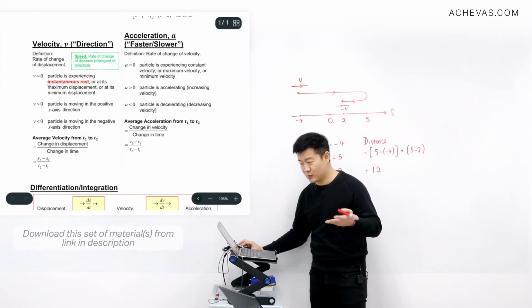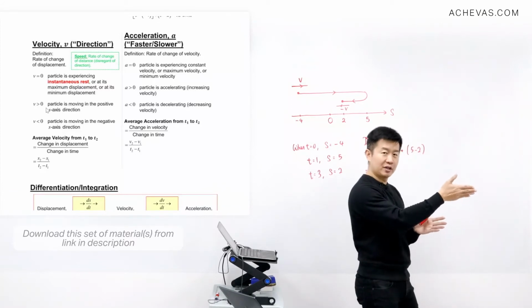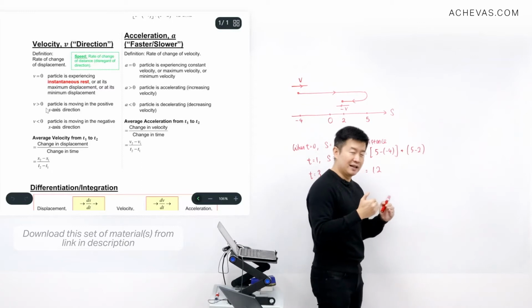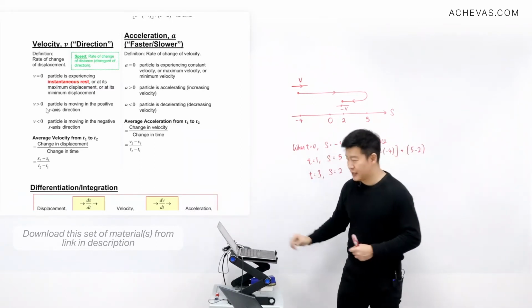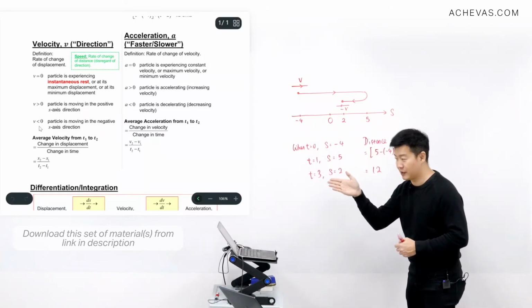Okay, so what I've written here will probably help us to recall this. v equal to 0 is when the particle is experiencing instantaneous rest, maximum or minimum displacement. We are going to talk about this maximum and minimum later using an example. When v is bigger than 0, the particle is moving in the positive s direction, but it doesn't imply that it is at a positive position. Okay, it is just moving in a positive direction. Same goes for when v is less than 0, then the particle is moving in the negative direction.